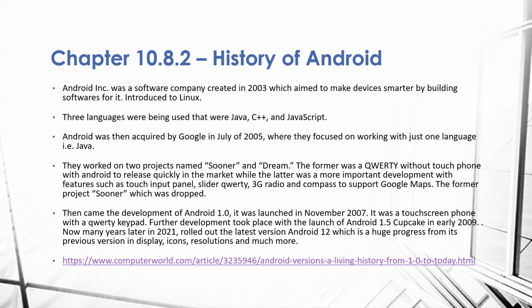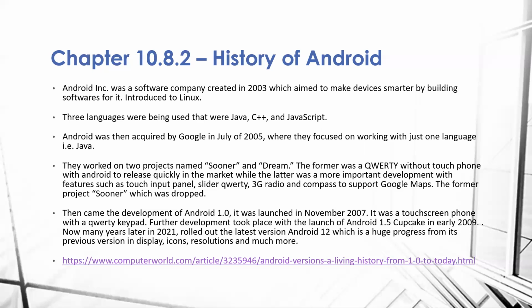They worked on two projects named Sooner and Dream. These were devices to launch with Android. The Sooner was a QWERTY phone without touch, with Android, to release quickly in the market, while Dream was a more important development with features such as touch panels, slide QWERTY, radio, and a compass for Google Maps. The former project, Sooner, was dropped because it took a lot of time, and by then the technology would have been out of date.